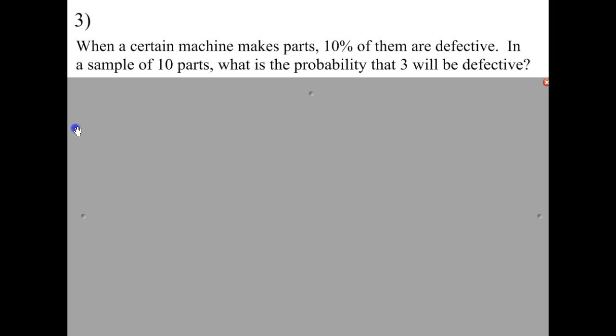Well, first off, what's our number of trials? And what's our number of successes? Well, in this case, being successful is weird. We want to count how many are defective, so being successful means it's defective.